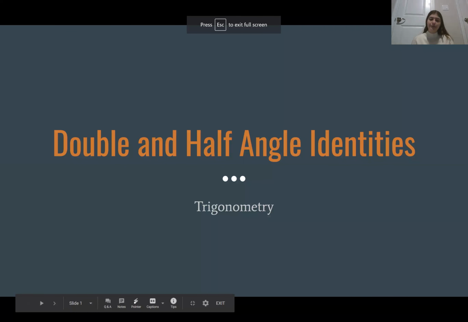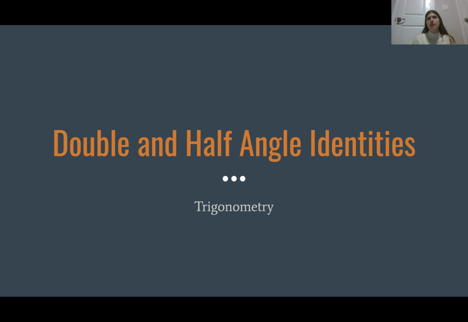All right, so right now we're going to be talking about the double and half angle identities. We've already talked about the 5 fundamental types, right? Reciprocal, quotient, even and odd, Pythagorean, and cofunction. And then we talked about the sum and difference ones. Now we're going to be talking about the double angle and the half angle identities.